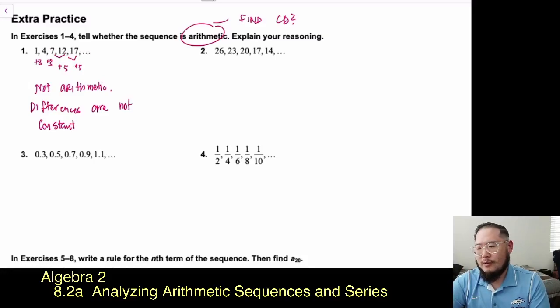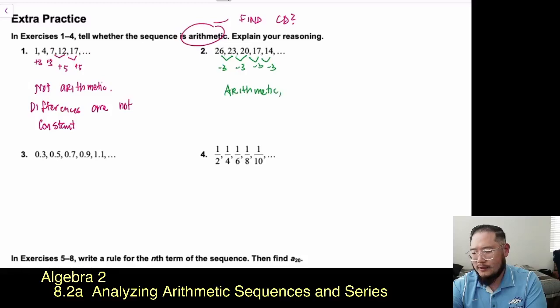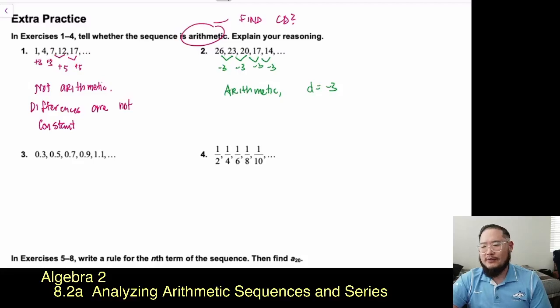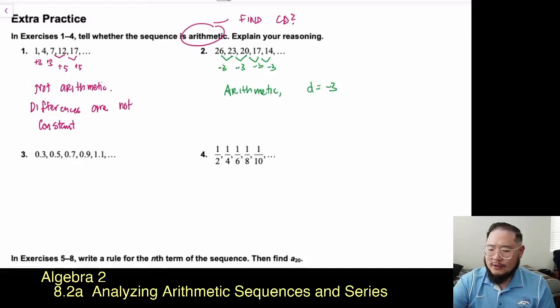That's it. Let's take a look at number 2. Okay, so let's take a look from the first term to the second term. That's -3. Second term to the third, -3. So it looks like it's subtracting 3 each time. So we can go ahead and say that this is arithmetic. And why? Well, we have a common difference of -3. Hopefully that's pretty straightforward, right? So let's see what other scenarios we have.